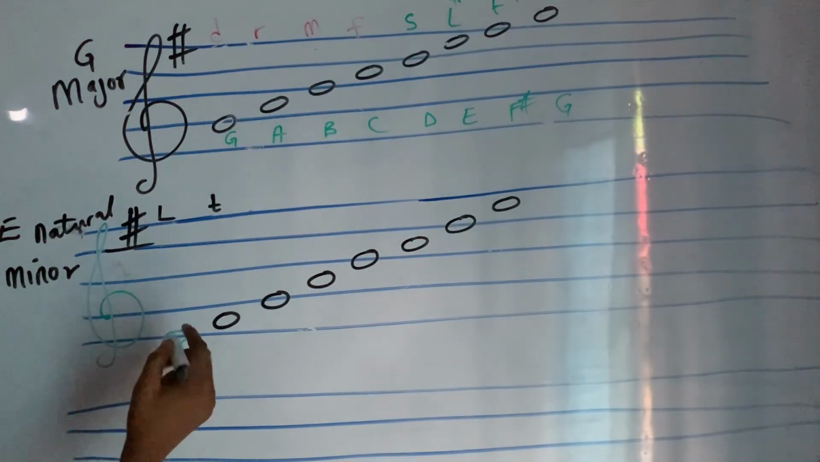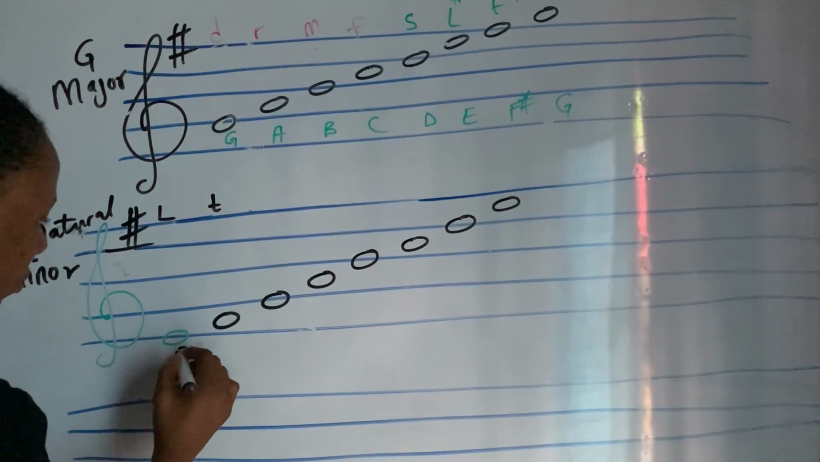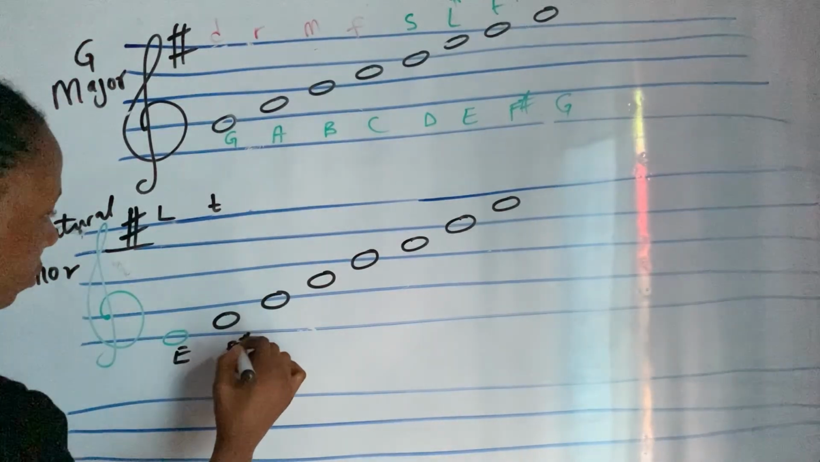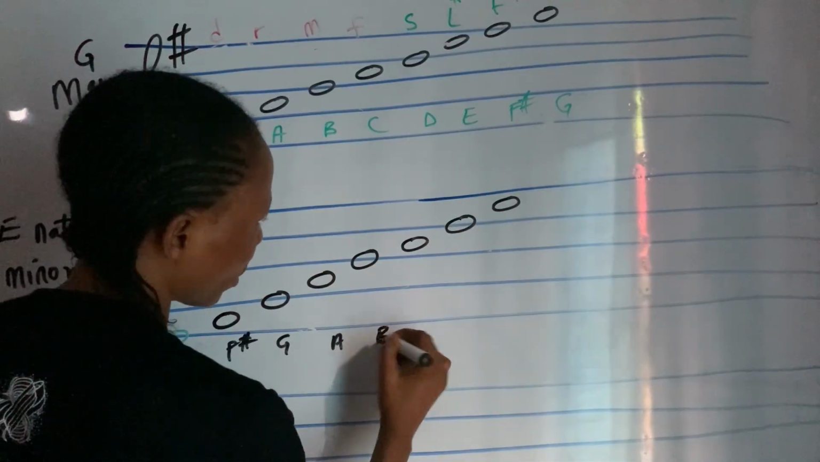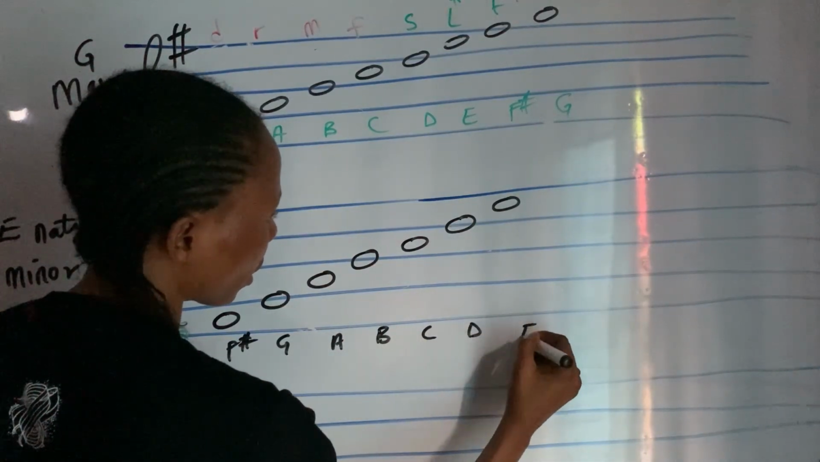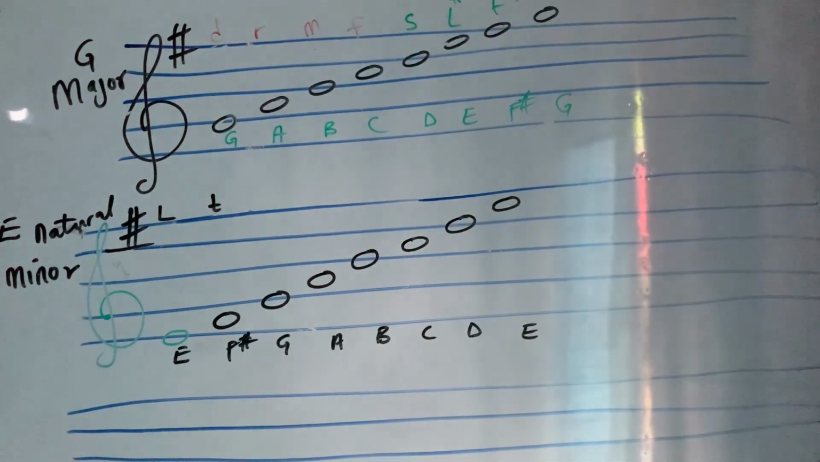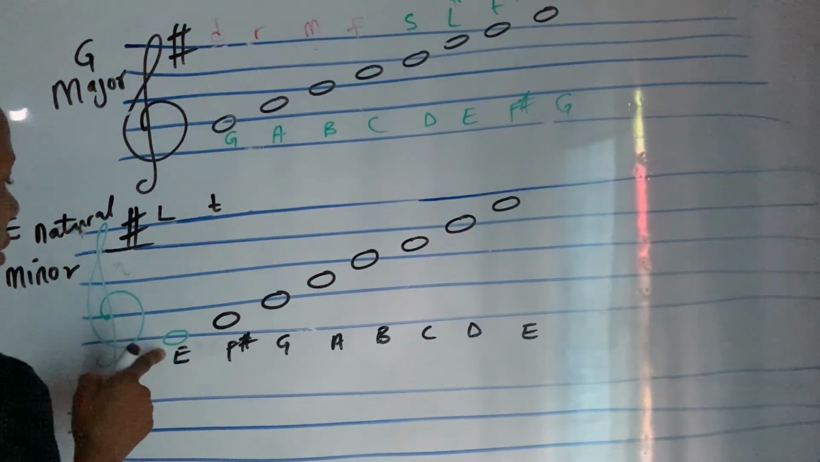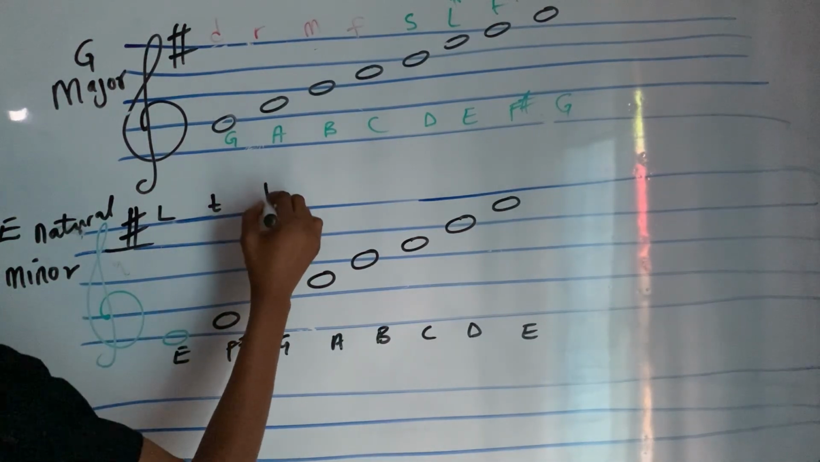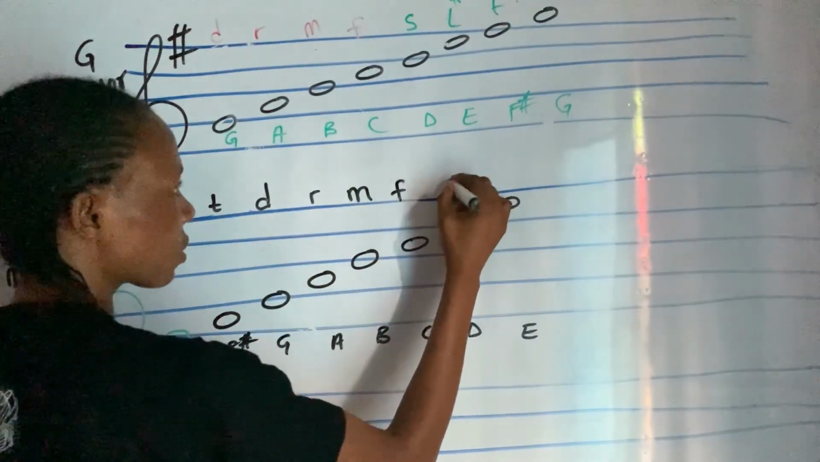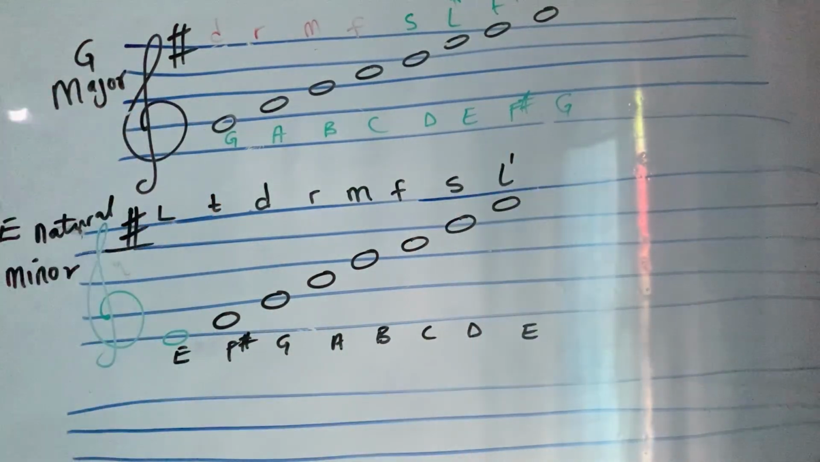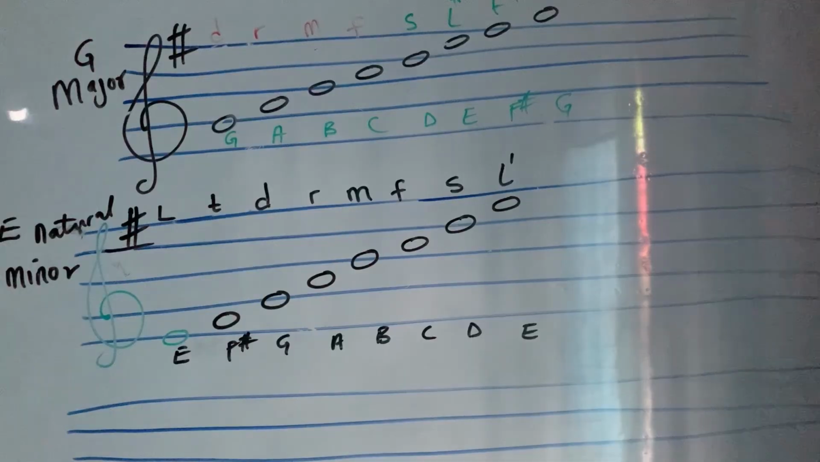Then the notes here are E, F sharp, G, A, B, C, D, back to E. Now this is La, Ti, Do, Re, Mi, Fa, Sol, La. So in minor key, La becomes the tonic. In major key, Do is the tonic.